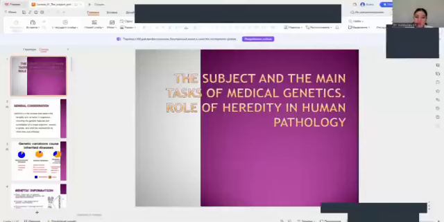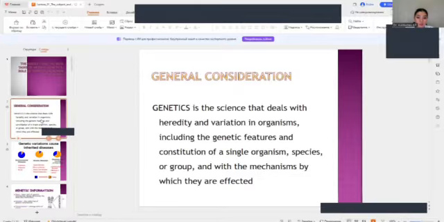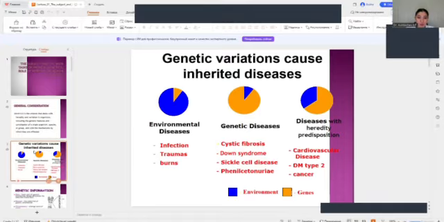Hello everyone. Today I will lecture about the subject and the main task of medical genetics, and the role of heredity in human pathology. So genetics is the science that deals with heredity and variation in organisms, including the genetic features and constitution of a single organism, species or group, and with the mechanisms by which they are affected.